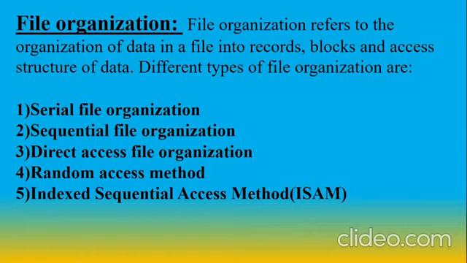So file organization refers to the organization of data in a file into records or blocks and the access structure of the data. There are different types of file organizations: serial file organization, sequential file organization, direct access file organization, random access method, and index sequential access method. File organization refers to the way data is stored in a file, and it determines the method of accessing the data, the flexibility of the data, and the storage device used to store the data.